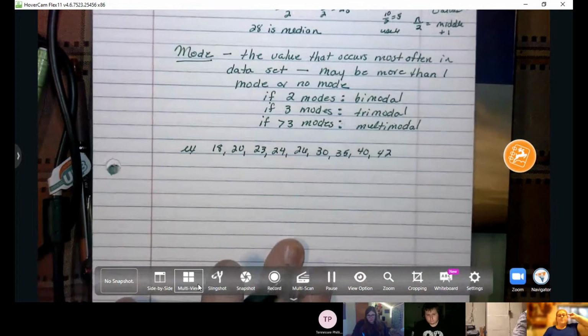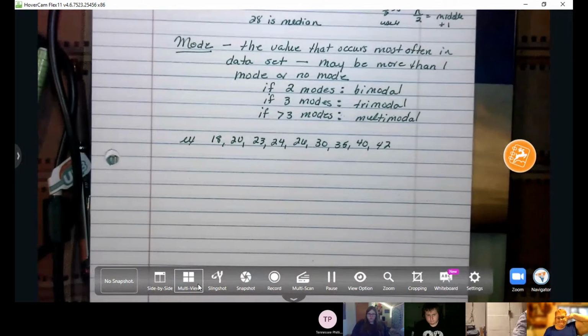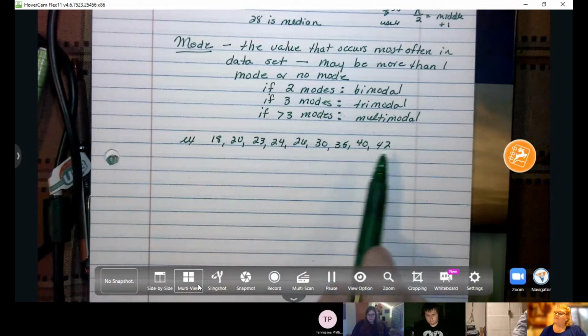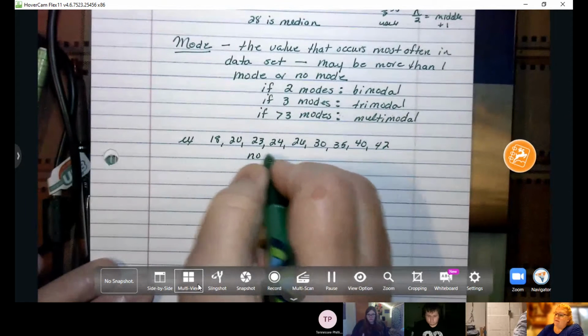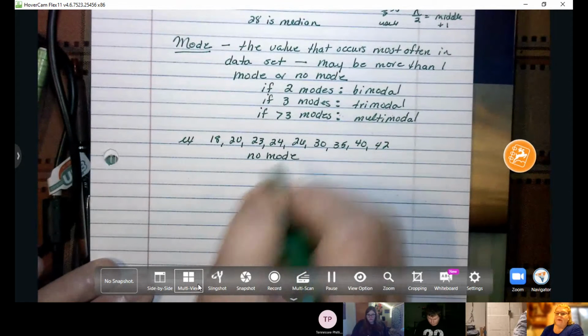In this example, what would the mode be? Does any value occur more often than the other? Every item only occurs once, right? So that would be no mode.